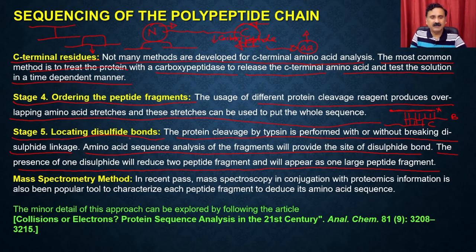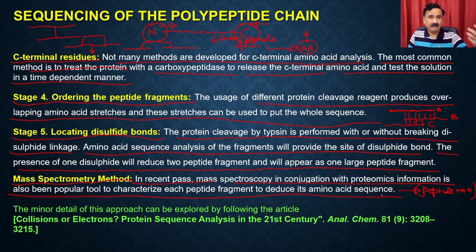Apart from these kinds of methods, with the advancement of mass data of different types of peptide fragments, the mass spectrometry method is also being used. In the recent past, mass spectrometry in conjunction with proteomics information has been a popular tool to characterize each fragment and deduce its amino acids. Instead of doing the sequencing, you can simply calculate the peptide mass, and because there is a complete database, it can be used to deduce the sequence. I have given you the reference, so if you are interested in reading more about protein sequencing, you can read through this particular reference.